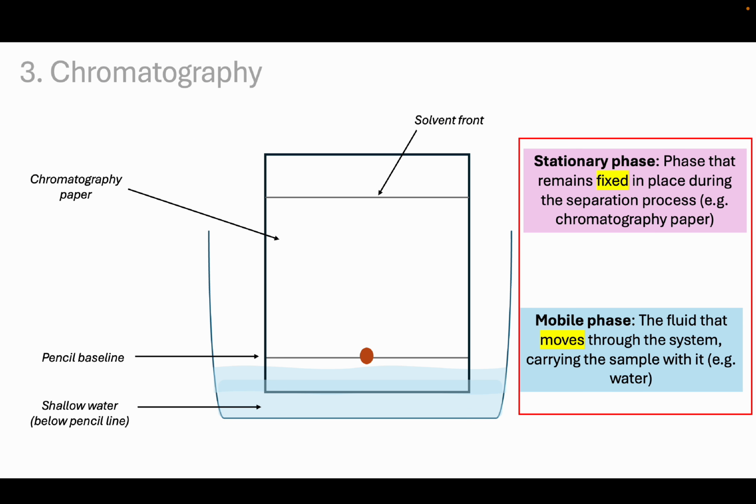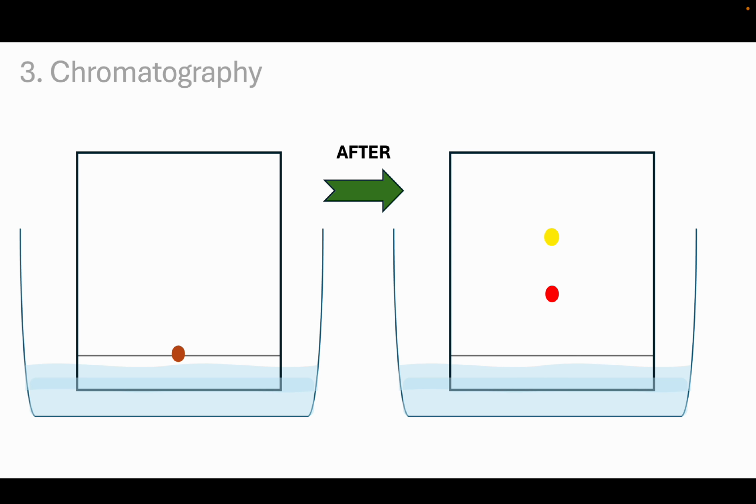your mobile phase. As the name suggests, the stationary phase is the phase that remains fixed in place during the separation process. So this does not move, and in this case, this would be your chromatography paper. Your mobile phase is the fluid or the liquid that does move through the system, and that carries the sample with it, and this is our water. In other cases, it could also be ethanol. And then finally, this could be the result of two different spots you have after the separation.